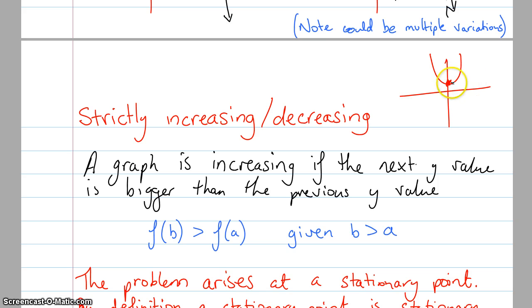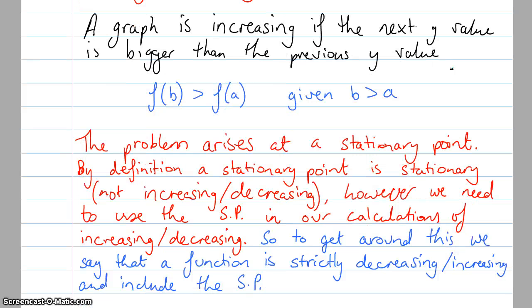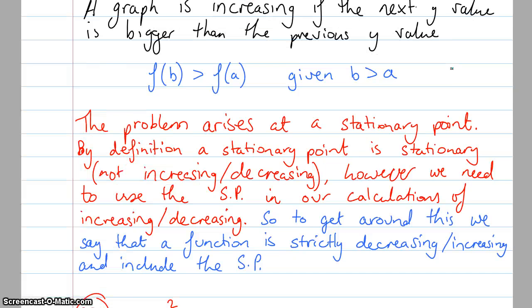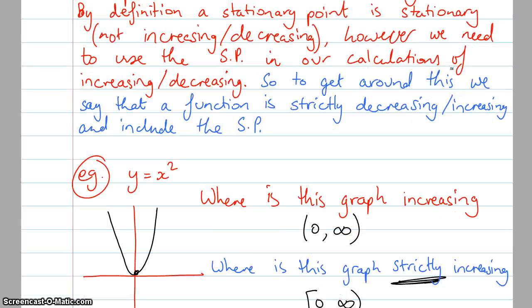But what I want to do is use this point to work out whether the right hand side is an increasing function or a decreasing function. And so this is where the confusion comes in, because I actually want to use that point. So to get around this idea, and I'll show you an example later on, we can say that the function is strictly increasing or decreasing, and that will include the stationary point. Okay, so hopefully it'll all come together when you actually see this here.